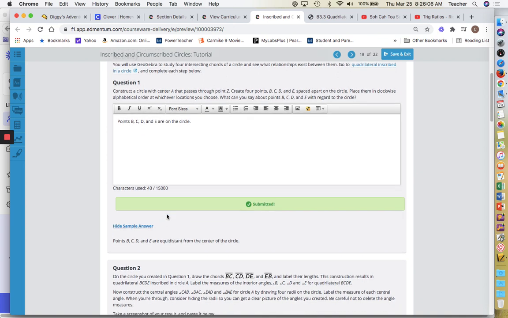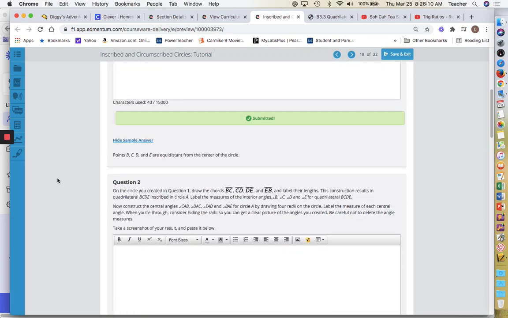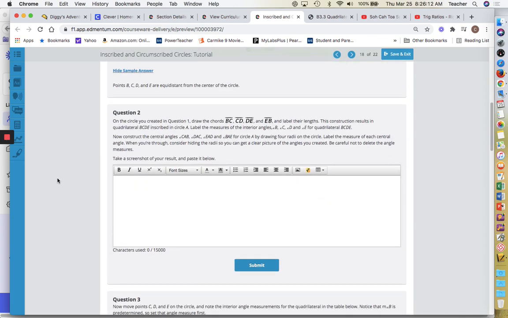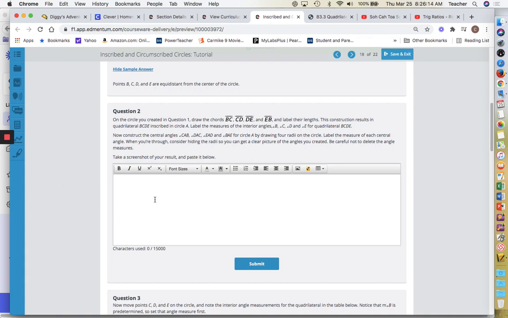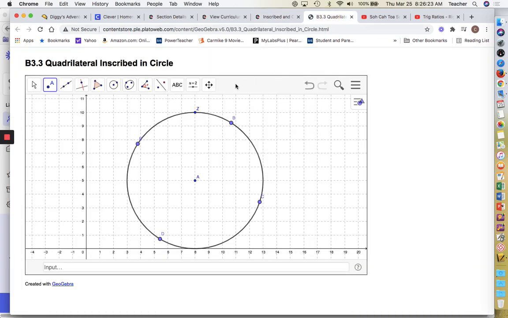Oh, okay, so they went with the radius. They went with they're all equidistant from the center of the circle. All right, question 2. On the circle you created in question 1, draw the chords BC, CD, DE, EB, and label their lengths. Okay, so a chord is a segment that connects 2 points that are on the circle.